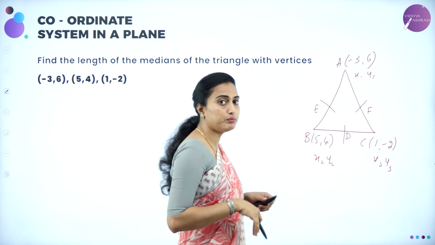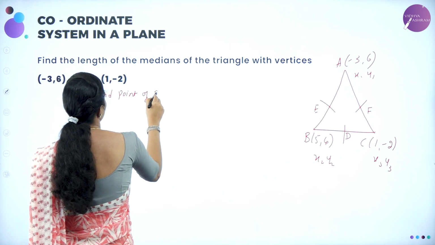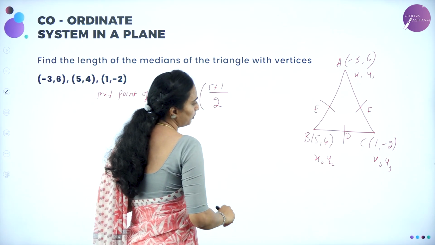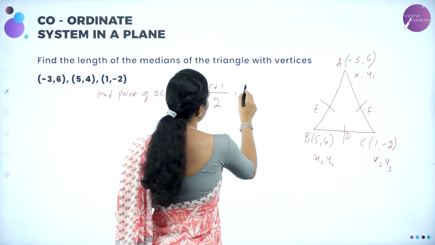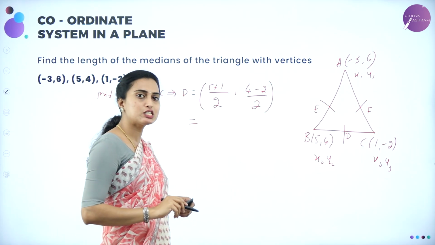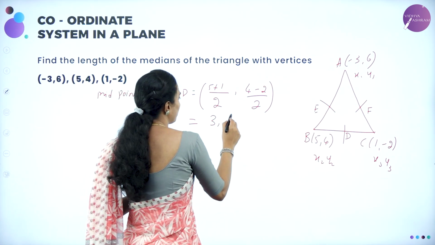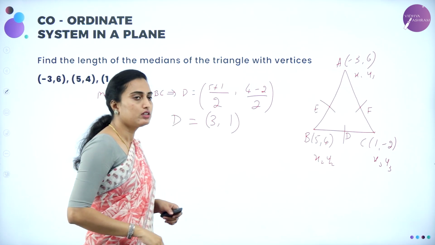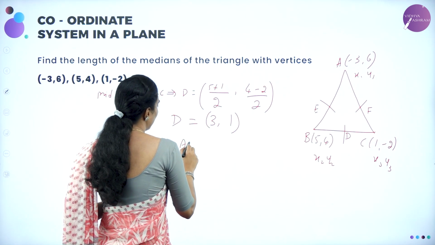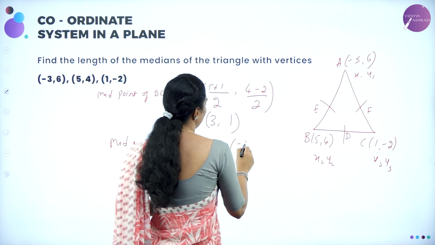Let me find the first median using the midpoint formula. The midpoint of BC is D, which is equal to 5 plus 1 divided by 2, comma, 4 plus minus 2 divided by 2. The answer will be 5 plus 1 is 6 by 2, which is 3, comma, 4 minus 2, which is 2 by 2, and 2 by 2 is 1. This is the point D, correct? Next, the midpoint of AB is E, which is equal to minus 3 plus 5.